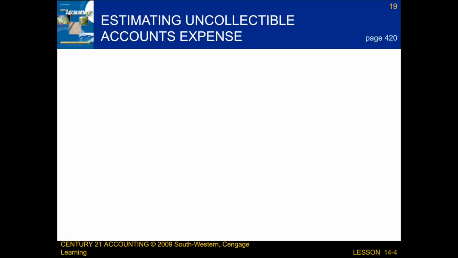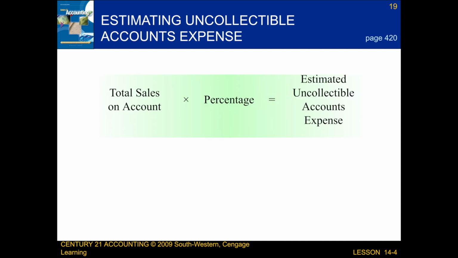Alright, next we're going to be talking about estimating uncollectible accounts expense. So when we calculate estimated uncollectible accounts expense, what we do is we take the total sales on account amount, which is $124,500, and we multiply it times the percentage, which is 1%, or 0.01, and that will give us the estimated uncollectible accounts expense amount, which is $1,245.